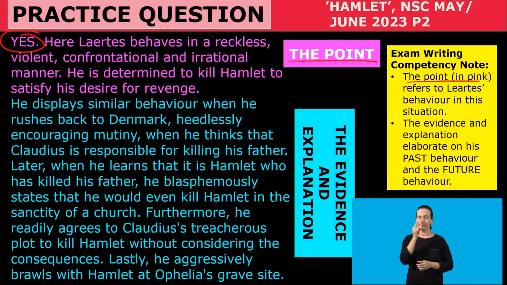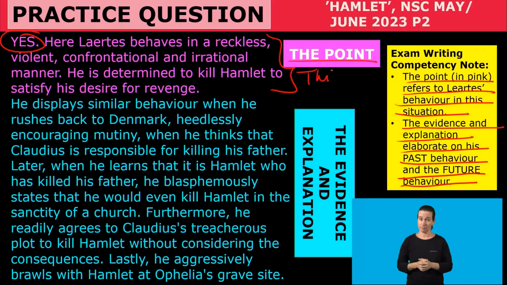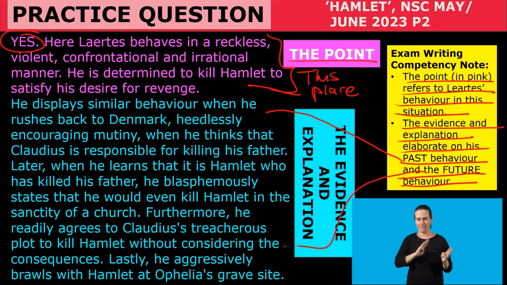In pink, the point here refers to Laertes' behavior in this situation. So you firstly have to look at how he's reacting within this situation. And then the evidence and the explanation elaborate on his past behavior and his future behavior. So for 3 marks, the best way to approach this question would be, firstly, to look at this place, as we can see here, and then to look at past behavior and to look at future behavior.